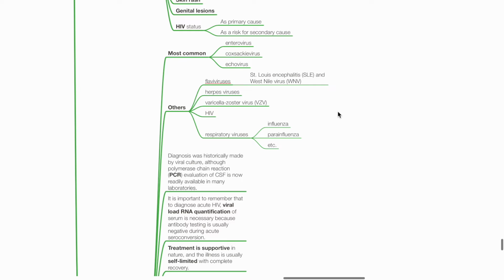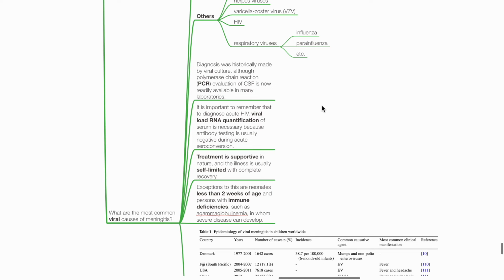Commonest causes include enterovirus, Coxsackie virus, and echovirus. Other causes include flaviviruses, herpes viruses, varicella zoster virus, HIV, and respiratory viruses such as influenza and parainfluenza. Diagnosis is historically made with viral culture. However, PCR evaluation of CSF is now readily available. Viral load RNA quantification for acute HIV is necessary because antibody testing is usually negative during acute seroconversion.